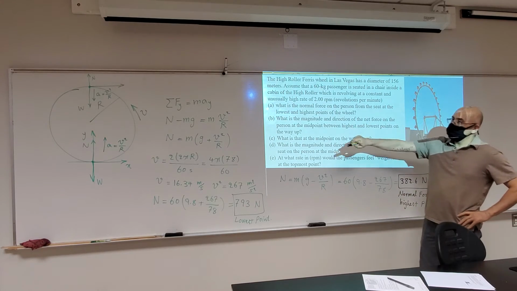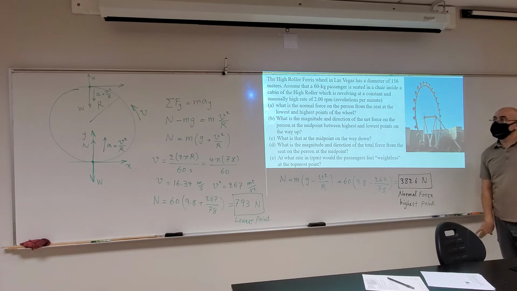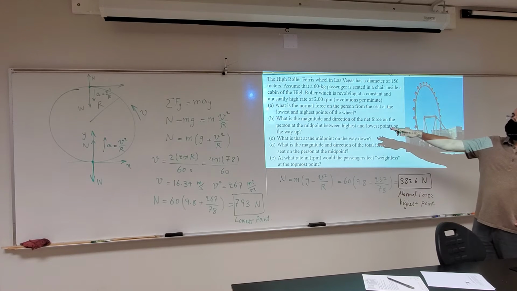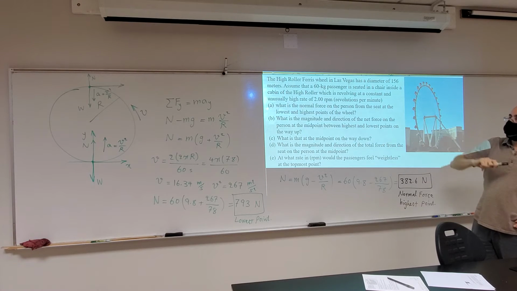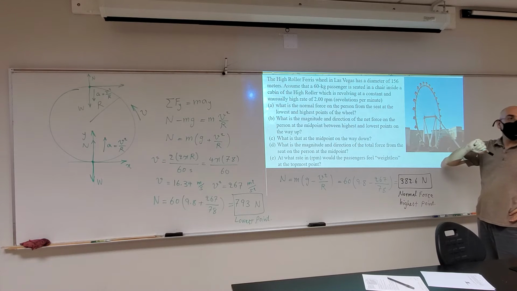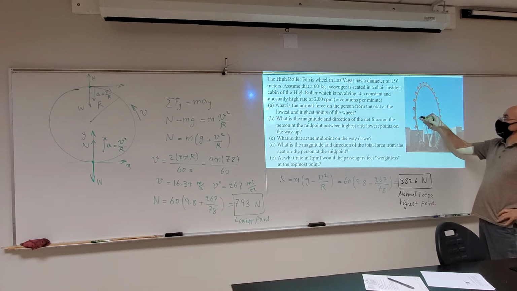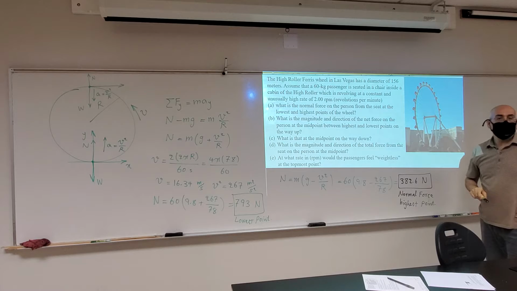Now it says, is there any question? What is the magnitude and direction of the net force on the person at the midpoint between highest and lowest point on the way up? Means around here. And it's going that way, around here on the way up.